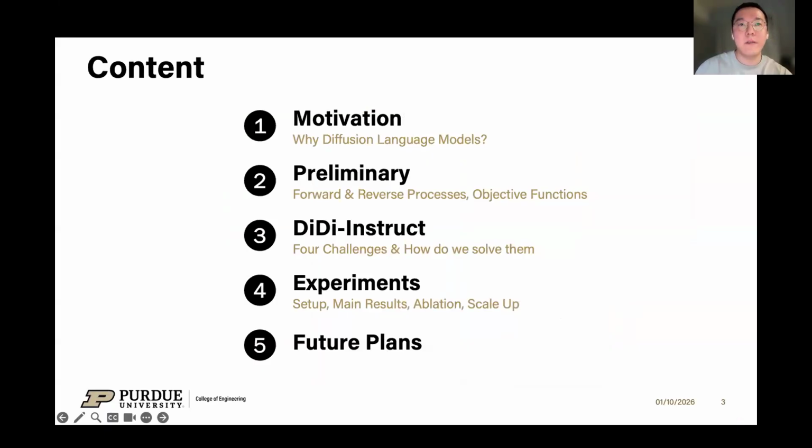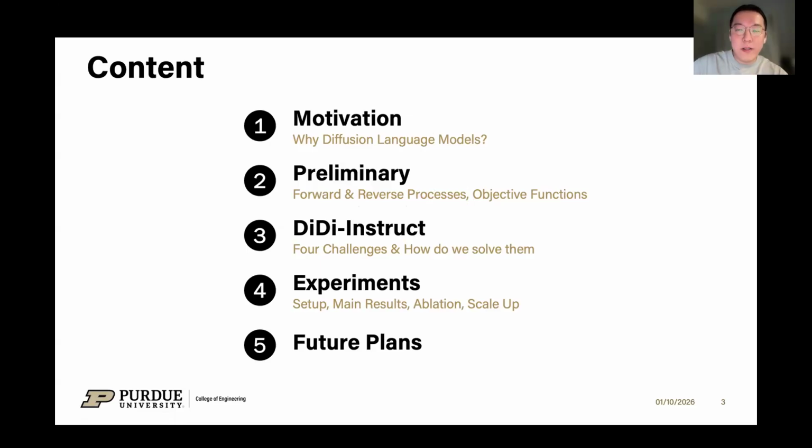So I will start my talk with a brief introduction of diffusion language models, how they are different from auto-regressive models, and why we care about diffusion language models. And then I will give a mathematical definition. How do we define the forward and reverse process of diffusion language models? How to define the objective to train diffusion language models? And then will be the main part of this talk, the proposed DiDi Instruct, which can distill a student model to do few-step generation or faster inference.